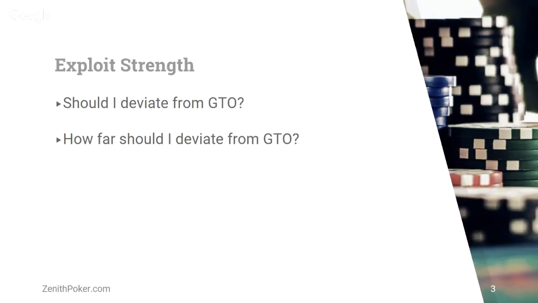All right, so when we're thinking about exploiting, we have to answer these two questions. The first one is whether or not we should deviate from GTO, and secondly, how far we should deviate from GTO. Once we know the answer to these two questions, we can think about what our specific exploit is going to be, and then use the exploit to increase our EV.